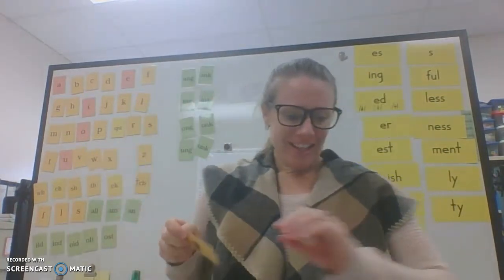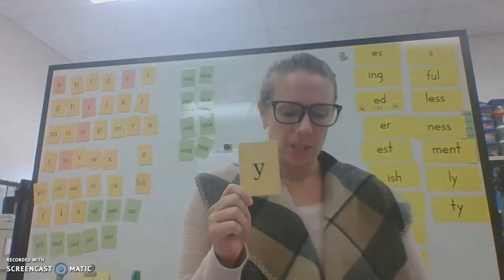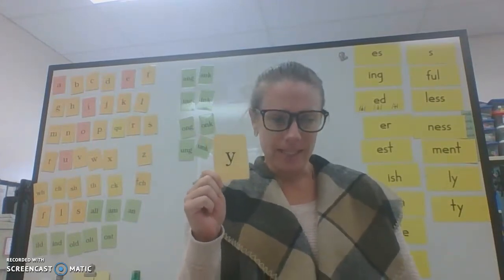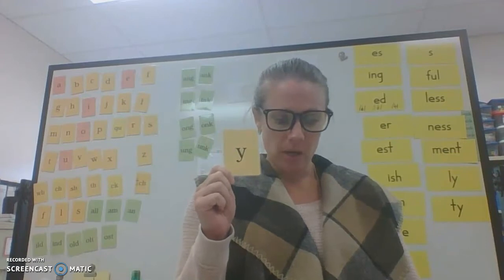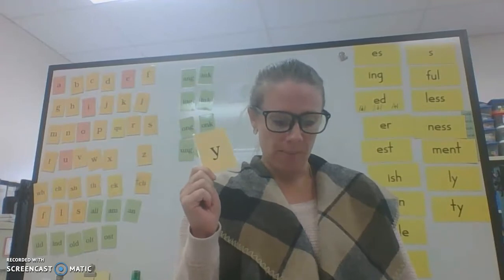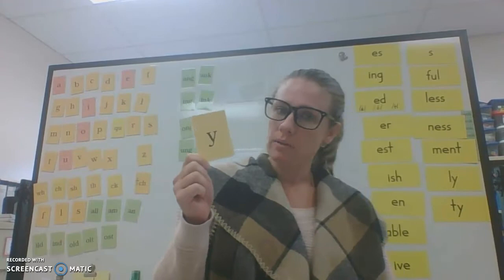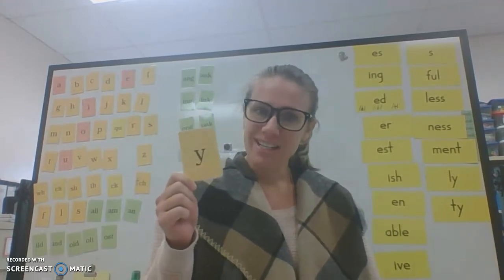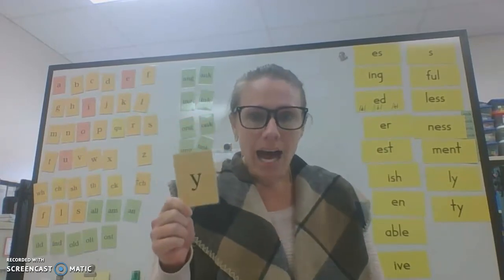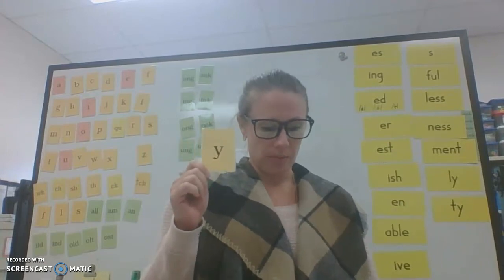And now for the lovely letter Y. Remember the sounds that Y makes. Y, cry, I. Y, baby, E. Do both of those for me. Y, cry, I. Y, baby, E. Nice job. Now what two sounds does Y make when it's a vowel? That's right, it says I or E. And it usually says I in a one-syllable word and E in a two-syllable word.